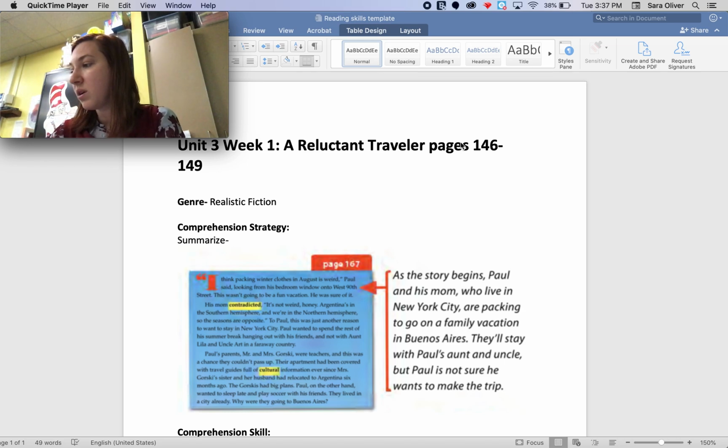A short summary of this story is we are introduced to a boy named Paul, and he is being kind of forced to go on a trip with his family that he doesn't really want to go on. Paul lives in New York City, and his family wants to go to Argentina. And throughout the story, we see some similarities and some differences between New York City and Argentina.